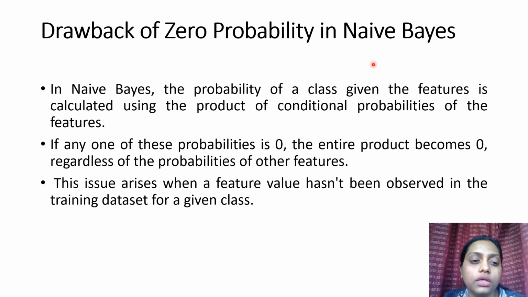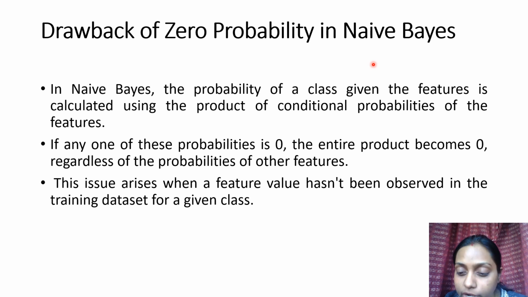Why? Because in naive Bayes, the probability of a class given the features is calculated using the product of conditional probabilities of the features. If any one of these probabilities turns to 0, the entire product becomes 0 regardless of the probability of the other features. That means if one feature puts a value 0, the other features will not affect it. This issue arises when a feature value has not been observed in the training dataset for a given class. So this is a very severe problem.